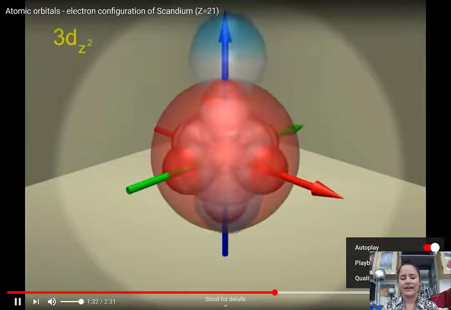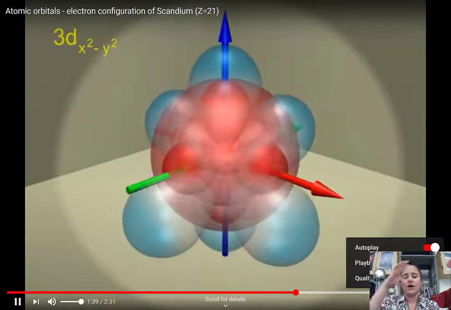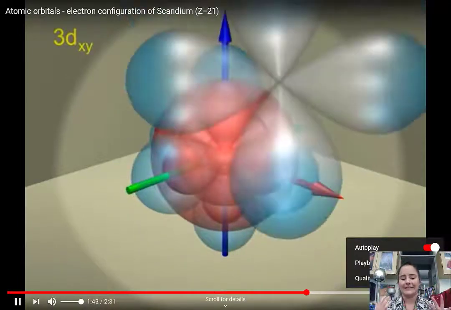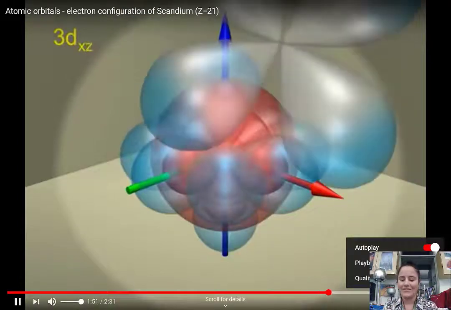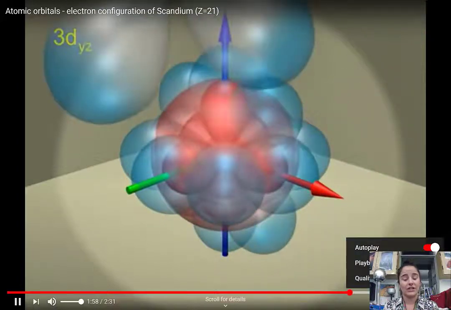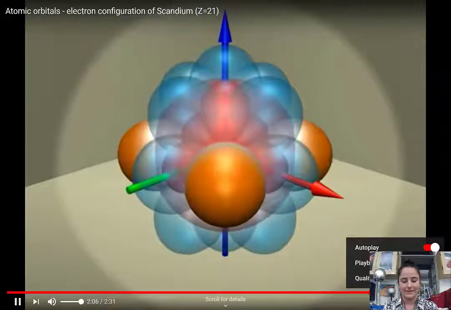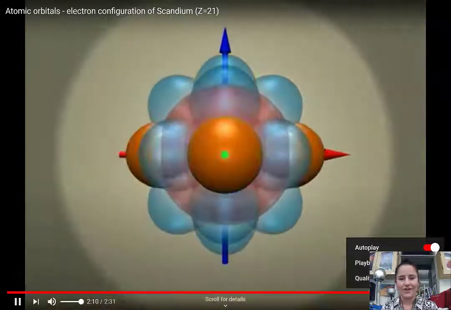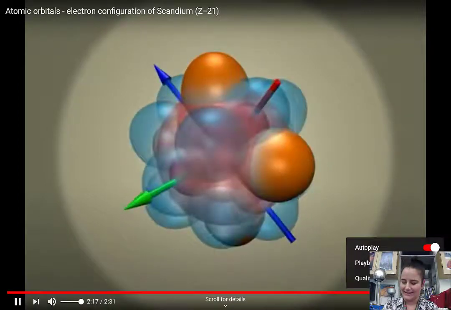Now the ds have this kind of clover-like shape. So they occupy the different planes of the atom. And the more you go out, the funkier they get. So you can kind of picture where these electrons might be based on those d orbitals. Okay? And those are all of the electron clouds of probability densities around scandium.